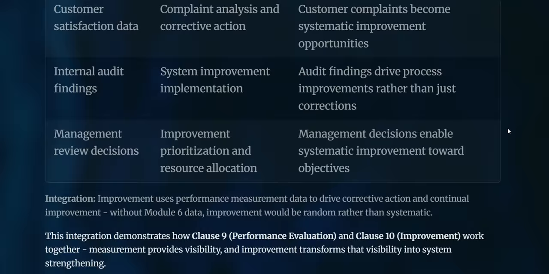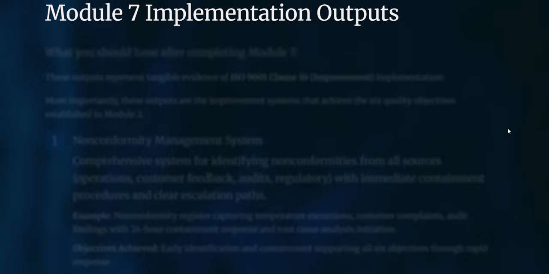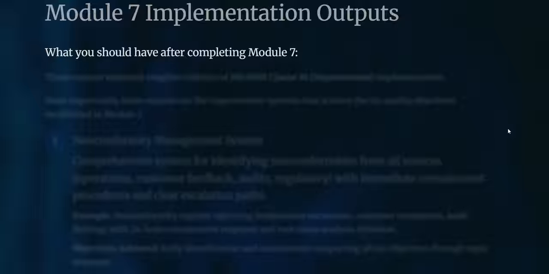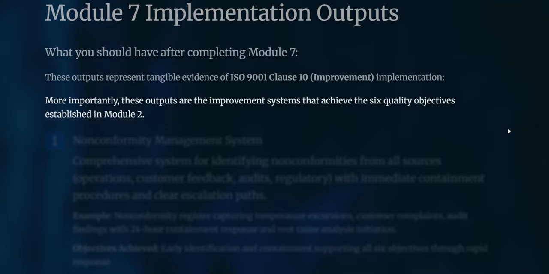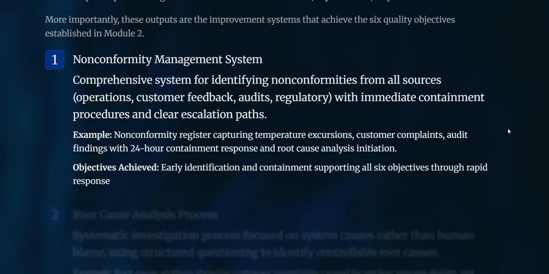Module 7 implementation output. We should have the following outputs. What you should have after we complete this module: these outputs represent tangible evidence of Clause 9 of ISO 9001 and Clause 10 improvement implementation. More importantly, these outputs are the improvement systems that achieve the quality objectives we have established from previous modules.